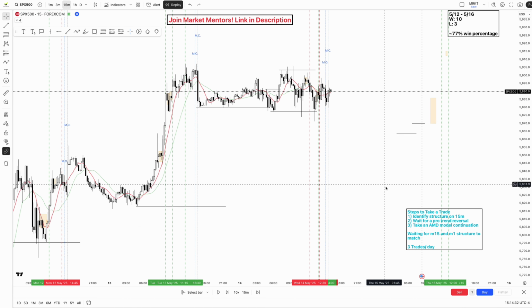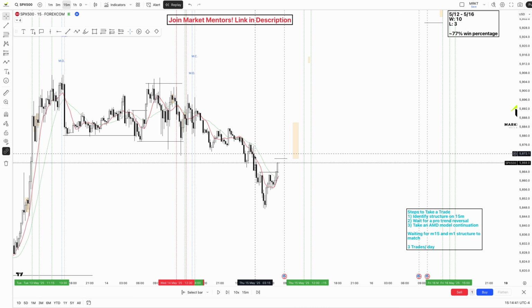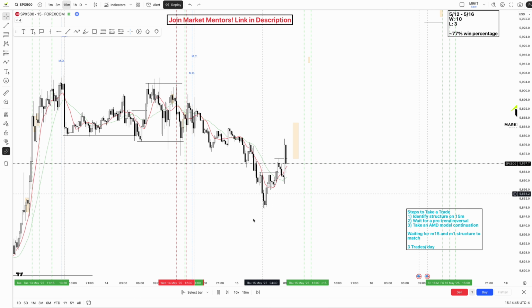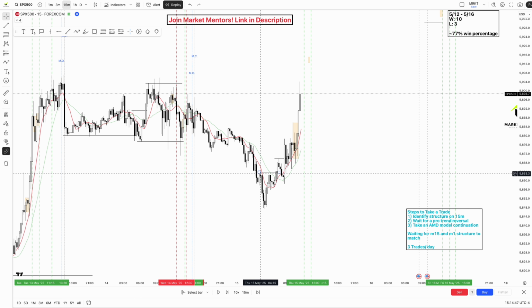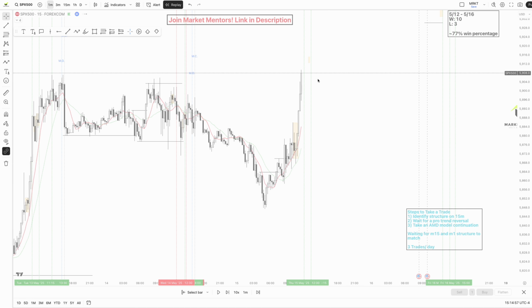Then going on Thursday, so it's consolidated mostly for the whole last day, just trying to follow structure. So then it breaks out, manipulates all of this structure to the downside, then it switches back and reverses to the upside on the 15-minute. We see a break of structure to the upside, breaks this high here. So at this point, we're just looking for buy continuations, or if we get a pullback, we're looking for a reversal, then an AMD model continuation.